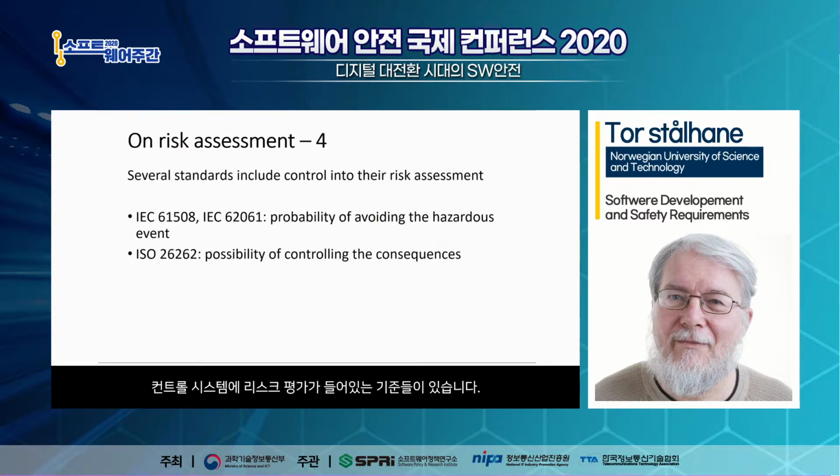Several standards include control in the risk assessment, like 61508 and 62061, talking about the probability of avoiding the hazardous event, while the automotive 26262 talks about the possibility of controlling the consequences. Slightly different, but still it's about risk and control.